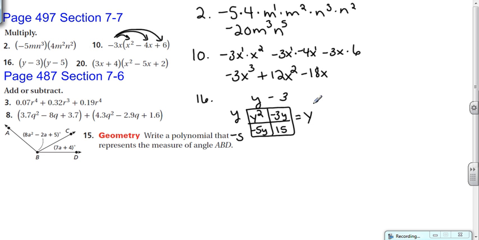So I only had a single y squared, but I've got a negative 3y and a negative 5y. Same signs, add, keep the sign. So that's going to be a negative 8y plus 15.